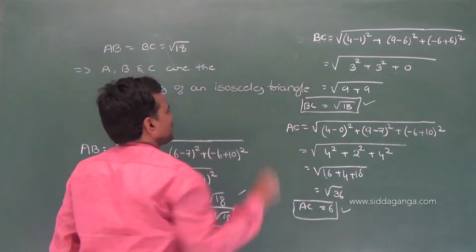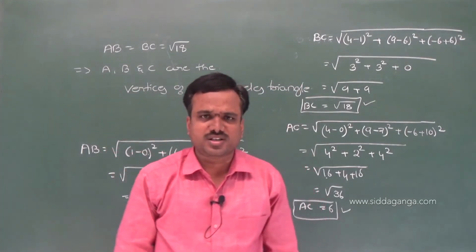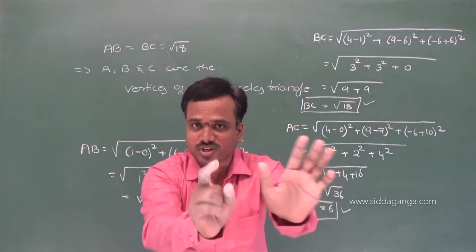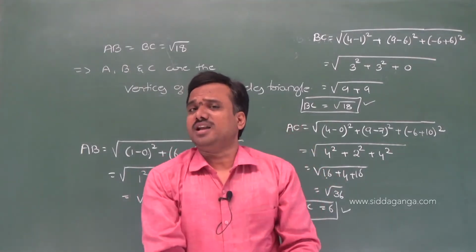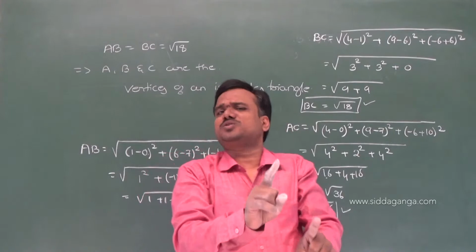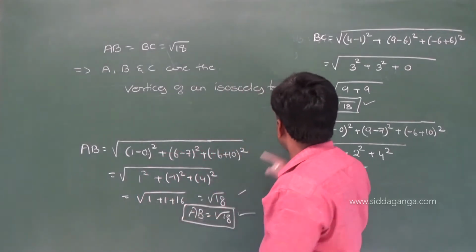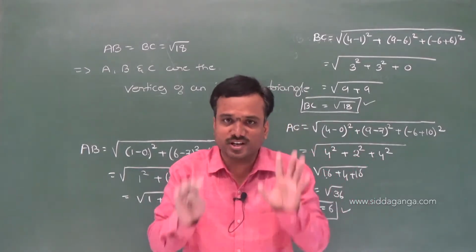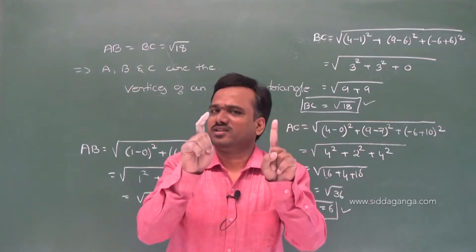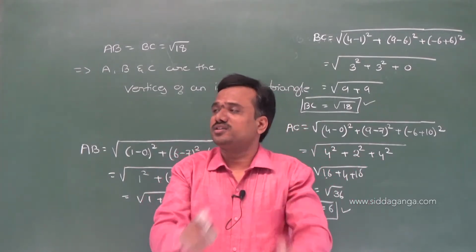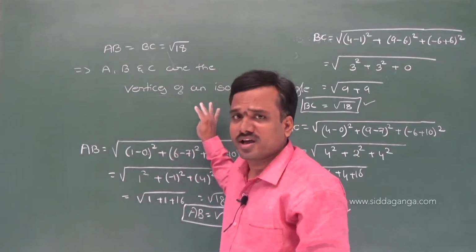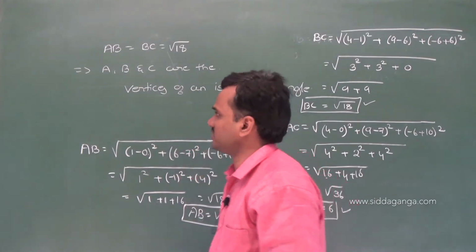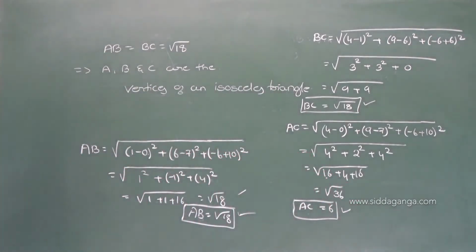Are the vertices of an isosceles triangle. Among three values, once again I say that among three values, if any two values are equal, either AB is equal to BC or AB is equal to AC or BC is equal to AC, any two values are equal, then the given 3 points are the vertices of an isosceles triangle. Understand? Okay, we solve one more type of problem.